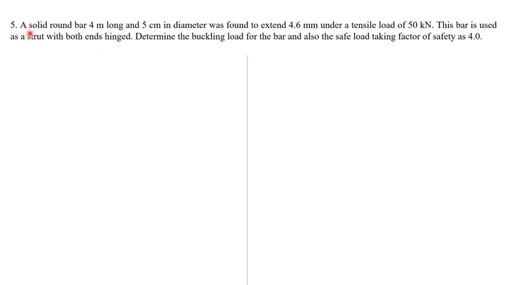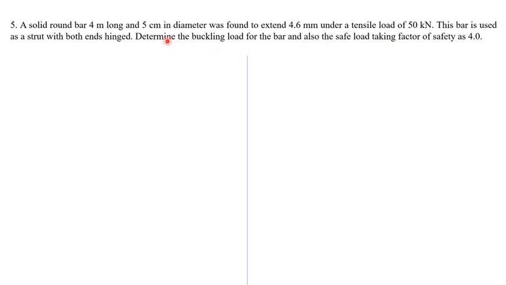Question number 5. A solid round bar 4 meter long and 5 centimeter diameter was found to extend 4.6 mm under a tensile load of 50 kN. This bar is used as a strut with both the ends hinged. Determine the buckling load for the bar and also the safe load, taking the factor of safety as 4.